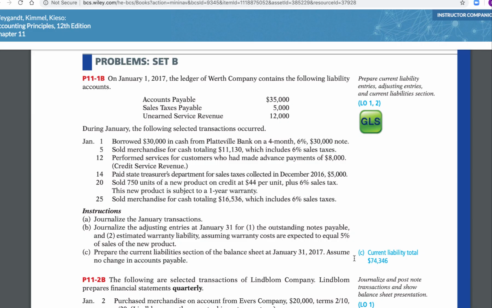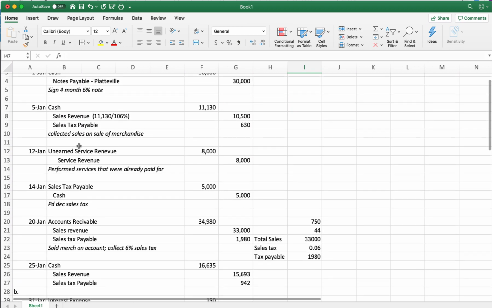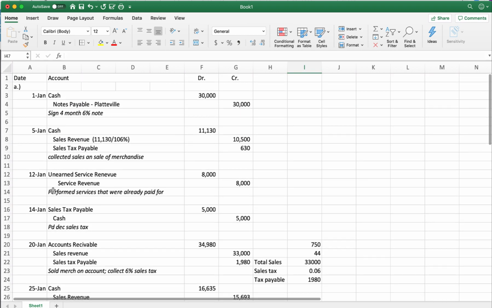We started off with $12,000. It needs to be a credit. Why? Because unearned revenue is a liability. We increase it with the liability, or I'm sorry, unearned service revenue is a liability. We increase liabilities with a credit, decrease liabilities with a debit. Credit's a normal balance side, okay? So I want to go through here all my journal entries and see, did I hit unearned revenue at all?